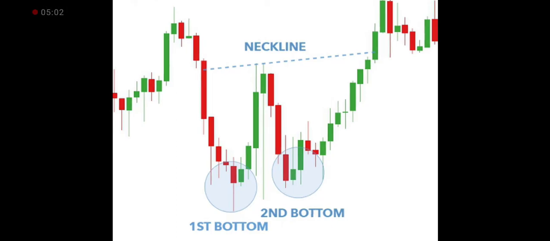We have the double bottom, which is also known as the W pattern, a very important pattern that you always see in this market.